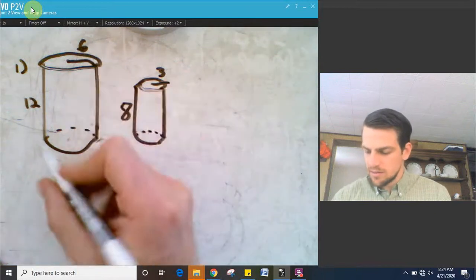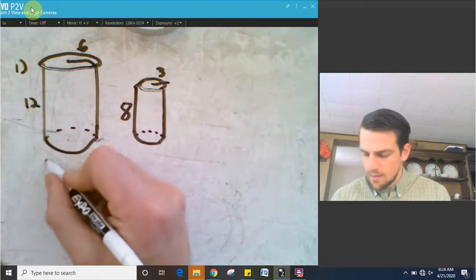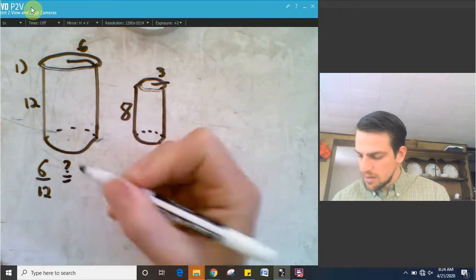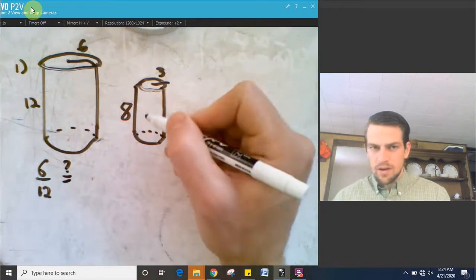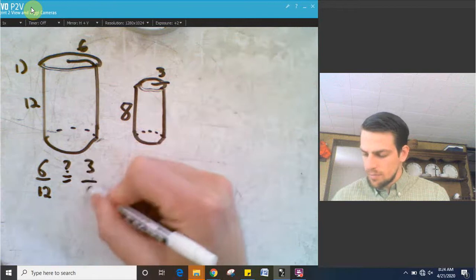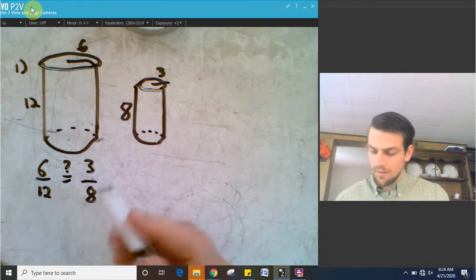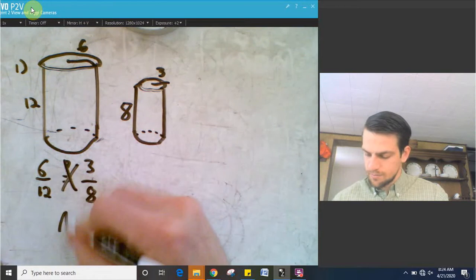So we could look at 6 to 12, so the radius divided by the height would have to be equal in both cases. So the question is, does it equal radius over height over here? And we can see pretty quickly that it doesn't. 6/12 is 1/2, 3/8 is not 1/2. So they are not similar. So we get a big no.